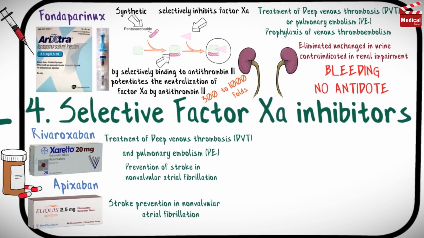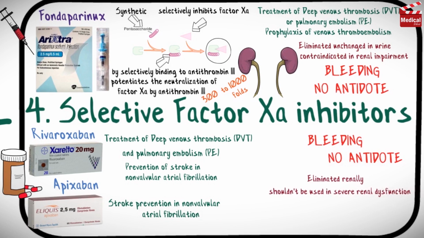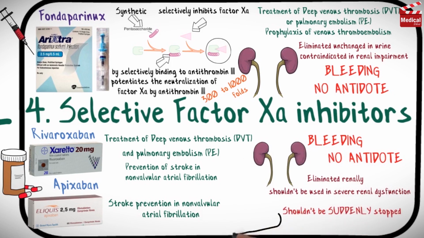And again, the major adverse effect, like other anticoagulants, is bleeding. And no antidote is available to reverse bleeding caused by these agents. These agents are renally eliminated, so they shouldn't be used in severe renal dysfunction. And finally, they shouldn't be suddenly stopped.